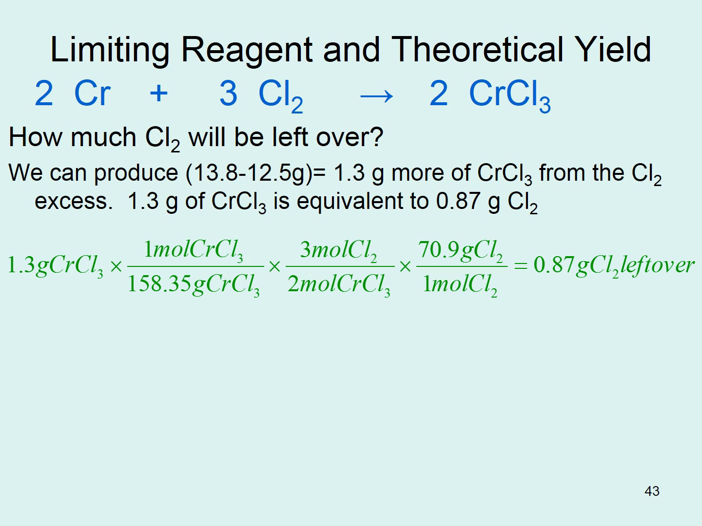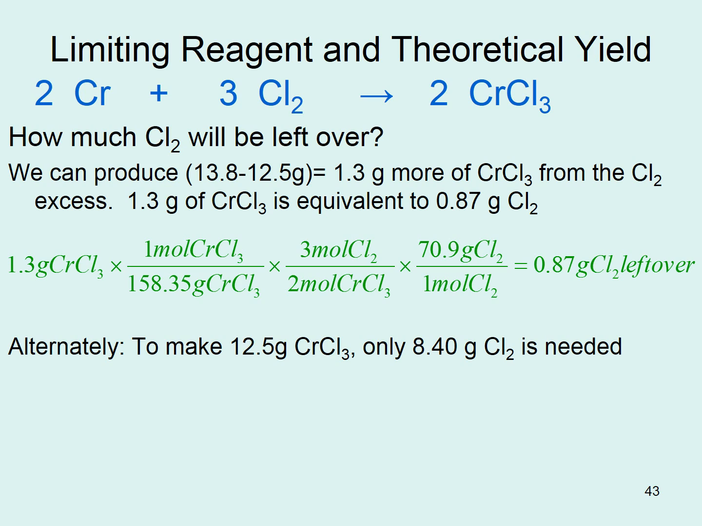I used up 5 bikes worth of wheels, and then convert 5 bikes worth of wheels back to 10 wheels. So 1.3 grams of CrCl3. That's how much more CrCl3 I could make with the Cl2. But then I have to convert that back to Cl2. So again, divide by the molecular weight, use the mole-to-mole ratio back to chlorine, and then use the molecular weight of chlorine, and I would have 0.87 grams of chlorine left over.